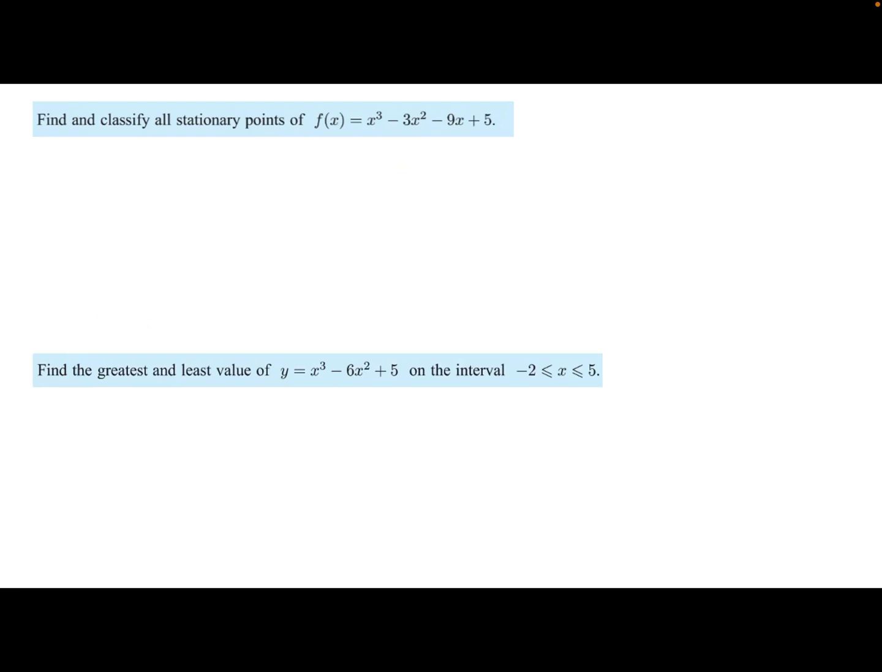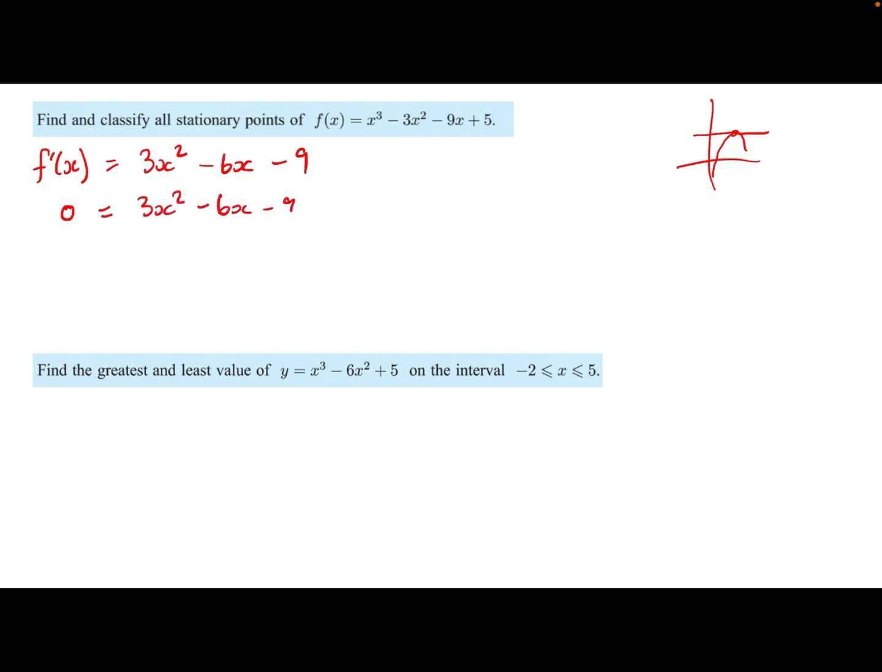So let's have a look at this. We've got a function here, and what we want to do is find out where the stationary points are first, and then the nature of those stationary points. The first thing I'm going to do is find the first derivative, which is 3x squared minus 6x minus 9. Now, when do I get stationary points? Stationary points happen when the gradient is equal to 0. The tangent at a stationary point is 0. So when is this equal to 0?